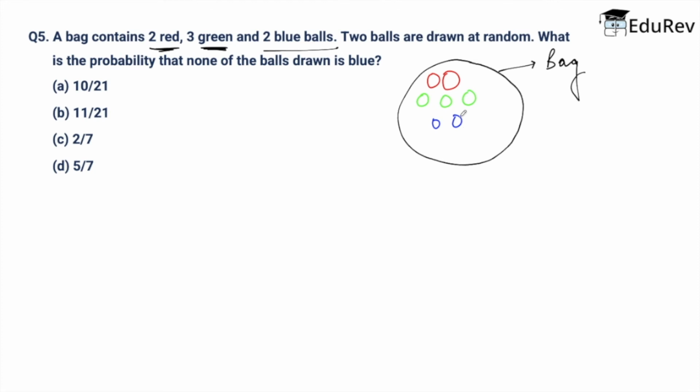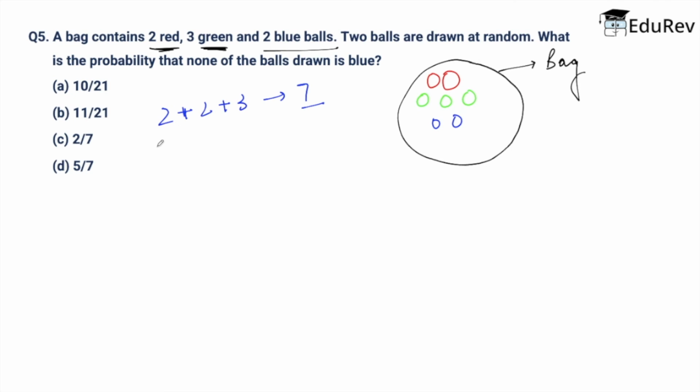Now we need to find 2 balls out of the total balls that are there in the bag, but we cannot pick a blue ball. That is, none of the balls that we are taking out should be blue. Now the options can be that the 2 balls that I am taking out are either both red, or both green, or one red and one green. The total number of balls that are there are 2 blue, 2 red and 3 green. That is, total is 7.